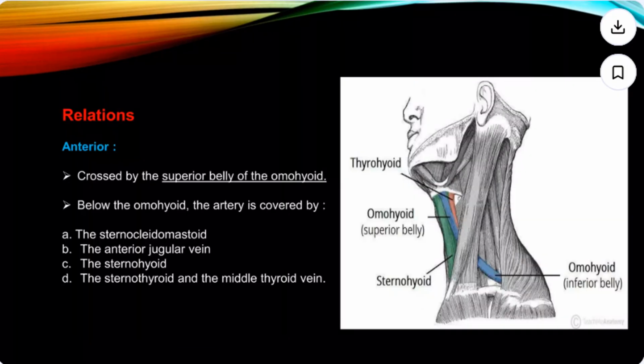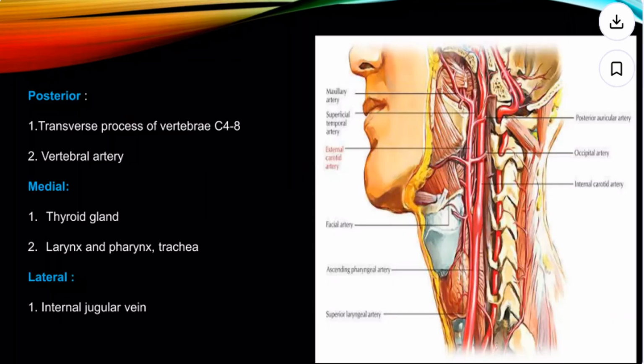So relations in the anterior: it is crossed by the superior belly of the omohyoid. So this is the superior belly of the omohyoid, and this is the inferior belly of the omohyoid. This is divided by the sternocleidomastoid muscle, which divides the omohyoid into superior belly and the inferior belly. Below the omohyoid, the artery is covered by the sternocleidomastoid muscle, anterior jugular vein, sternohyoid, and the sternothyroid and the middle thyroid veins.